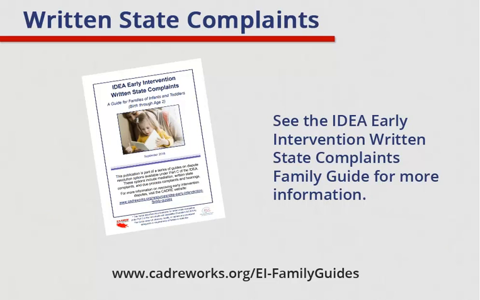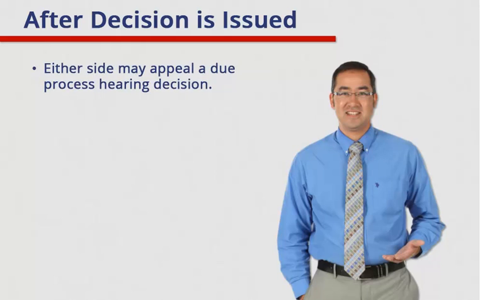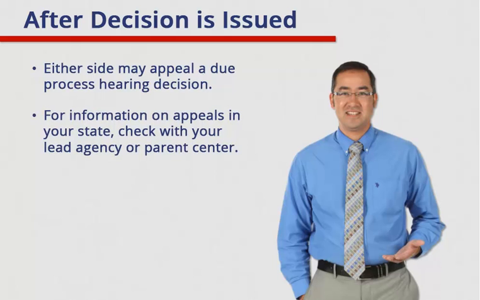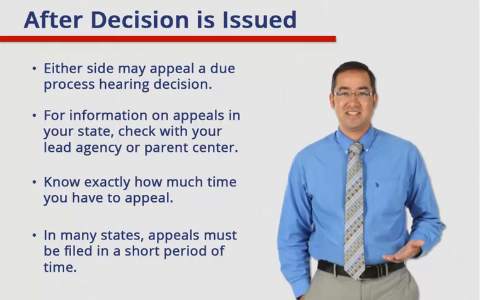See the IDEA Early Intervention Written State Complaints Family Guide or companion video for more information at www.cadreworks.org/EI-FamilyGuides. Either side may appeal a due process hearing decision. Any appeal must be made to an appropriate state or federal court, unless your state lead agency has a state review process. For information on appeals in your state, check with your lead agency or OSEP-funded parent center. It is important to know exactly how much time you have to appeal. In many states, appeals must be filed in a short period of time.